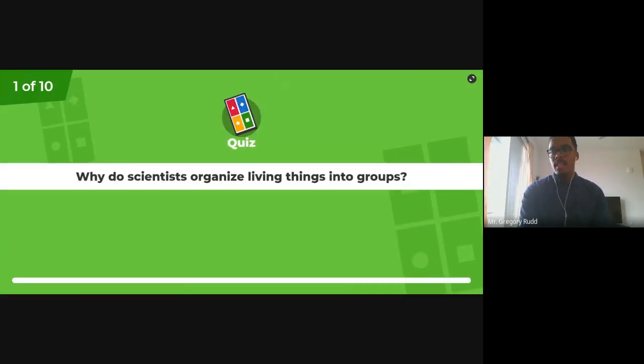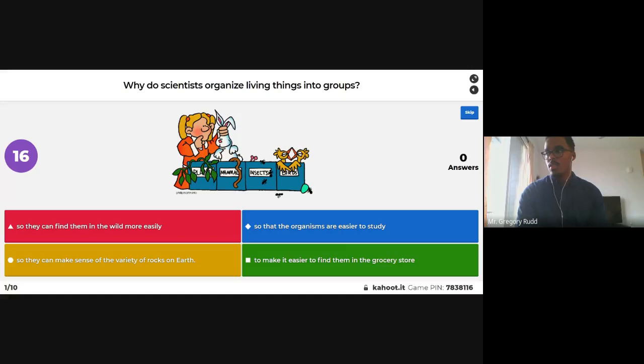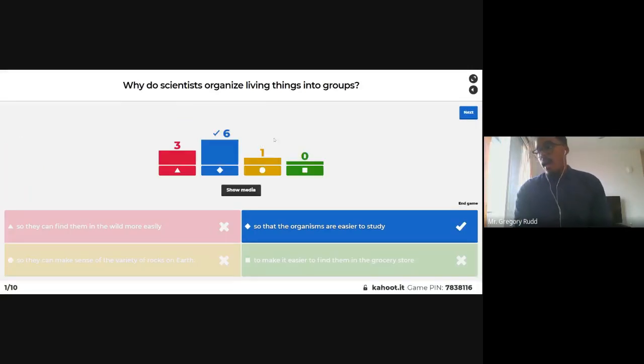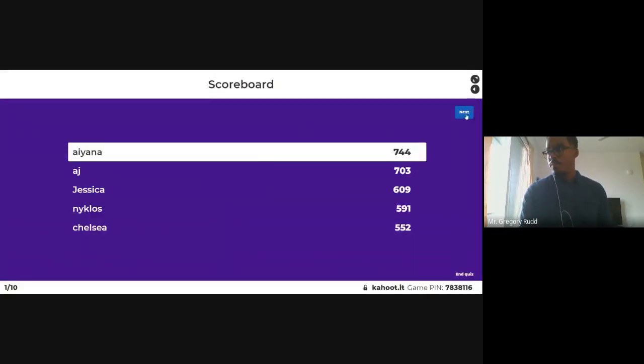Why do scientists organize living things into groups? Good. All right, so that the organisms are easier to study, yes. So we can classify them as having shared characteristics, and also so that we can explore their evolutionary relationships to one another. That's really a big part. Excellent job, Ayana. And I think AJ is Aaron, and Jessica, and Nick, and Chelsea.